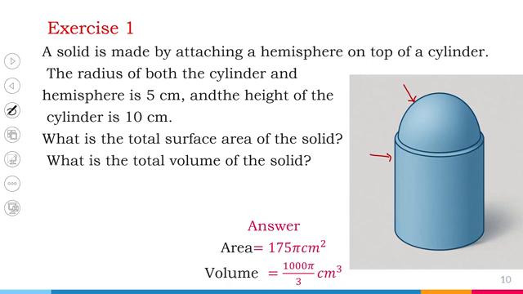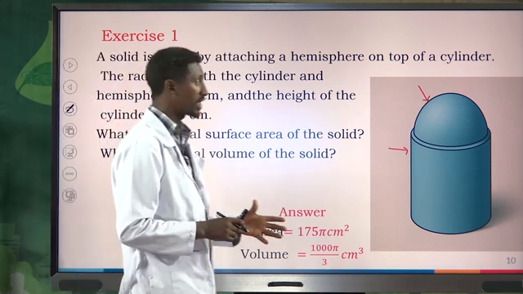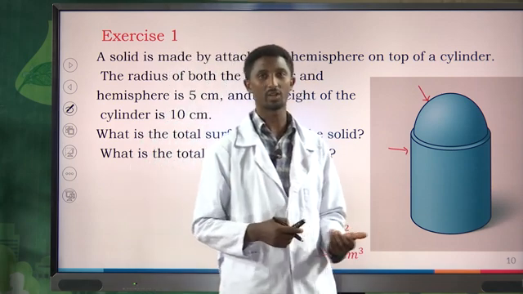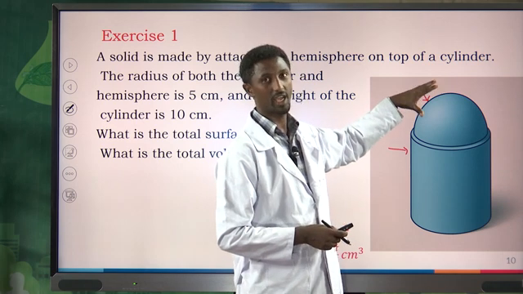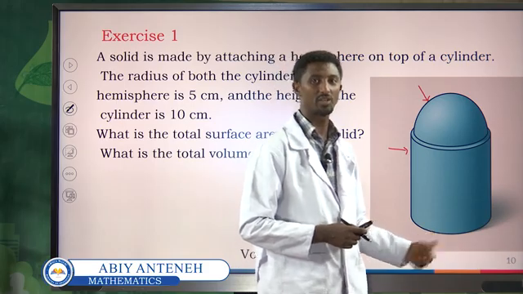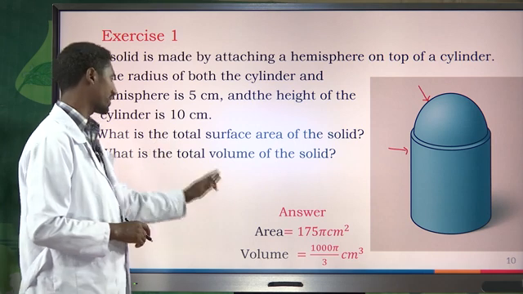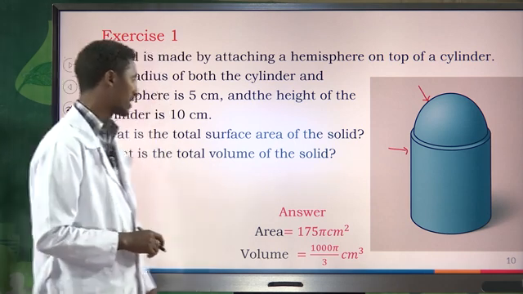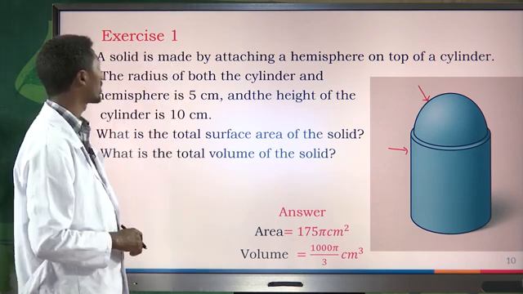So volume is the volume of the cylinder plus the volume of a hemisphere, half of a sphere. And the total surface area is the surface area of the outer parts, which are the lateral surface area of the cylinder, the area of the hemisphere, and also another area which is the base area of this cylinder. Then compute these values and check that the total surface area is 175 pi centimeter square and the volume is 1000 over 3 pi centimeter cube.